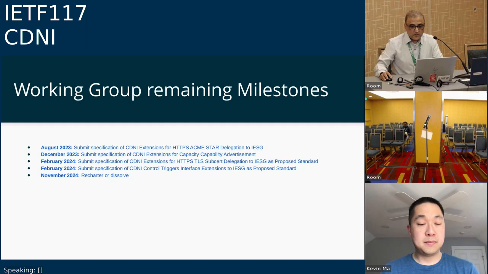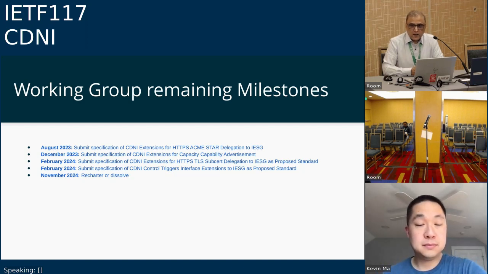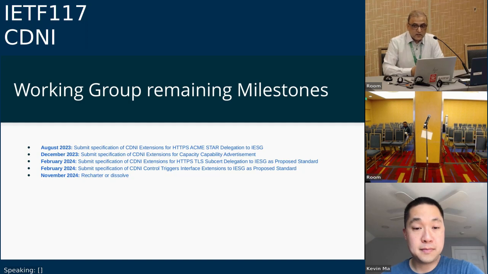And where is my slide? It's not showing me here. So the working group milestones. These are the active working group documents, and these are some of the milestones that have been adjusted. Obviously, these can be adjusted in the sense that if the working group draft is ready to move forward, then that can move forward. They're not tied necessarily to these dates here. If you're moving forward faster, then that's fine. So the first one we have right now is to submit the CDNI extensions to the HTTPS ACME STAR in August.